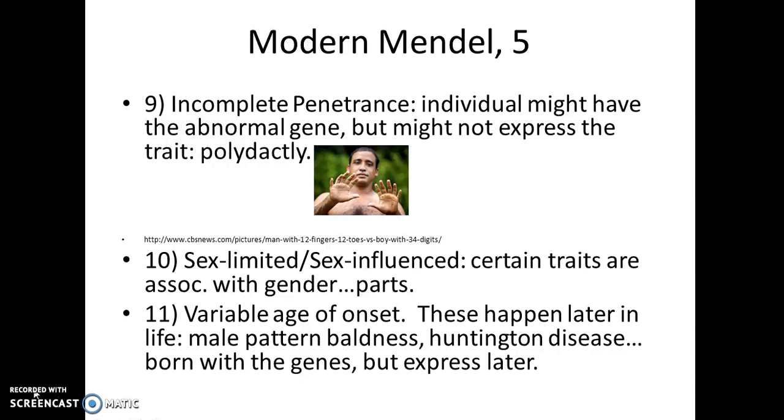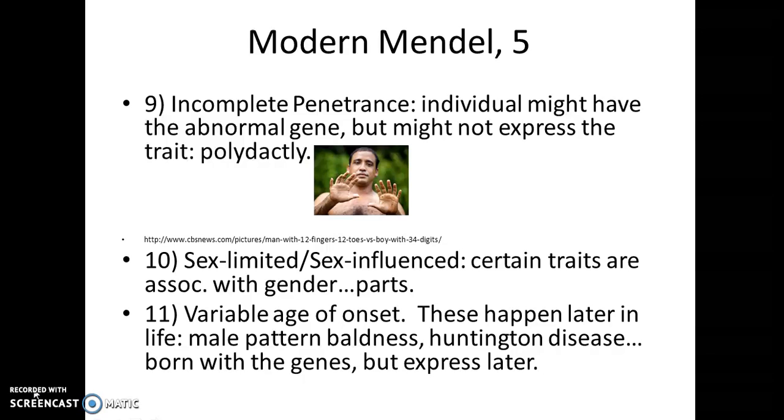So, Modern Mendel 5: incomplete penetrance. An individual might have the abnormal gene, but they might not express it. For example, polydactyly, which means that you have too many fingers and toes. Count those fingers carefully. People can have the gene for polydactyly but not express it, pass those genes on to their kids, and they can have extra digits.